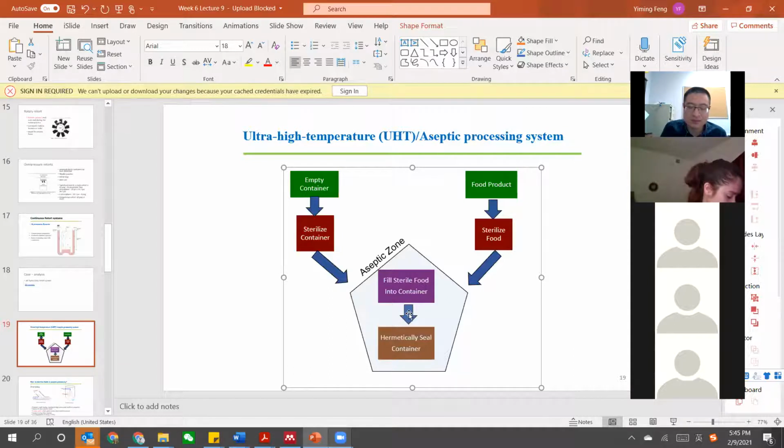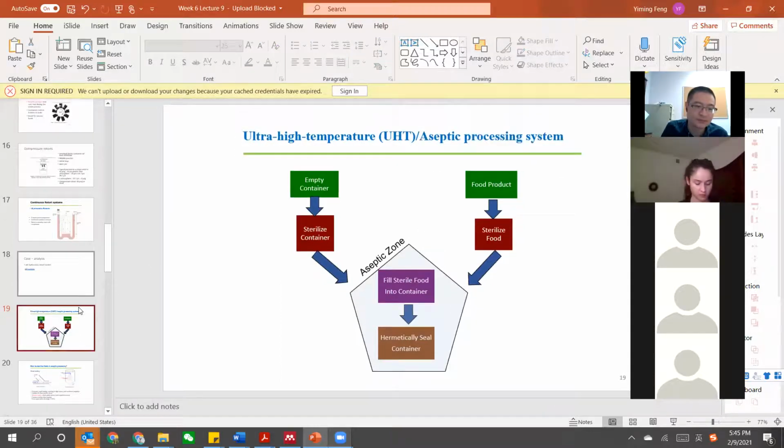So this is a perfect packaging area to fill those food products. But we have to make sure everything that we bring into the aseptic zone is contaminant free. So that's the concept of the aseptic processing system.